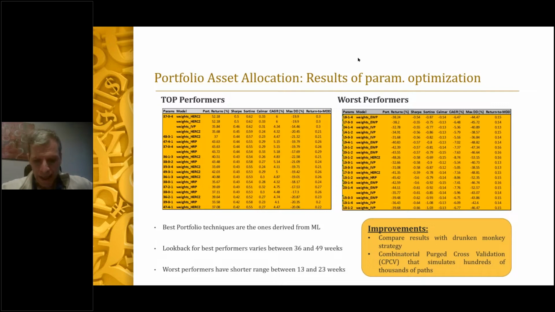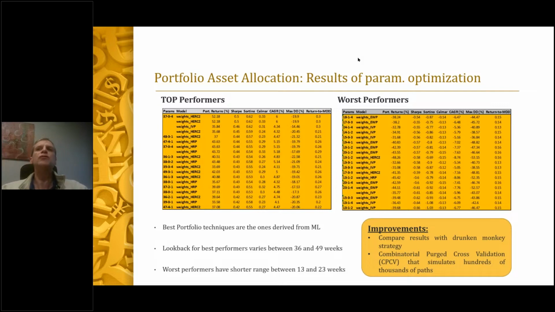Okay, and as for the improvements, I will add the drunken monkey strategy, which is basically the random strategy of buying and selling assets, because I'd like to have a baseline. And then also use another advanced technique, also devised by Marcos Lopez de Prado. It's combinatorial purged cross validation, that basically simulates hundreds of thousands of historical paths instead of just one path.